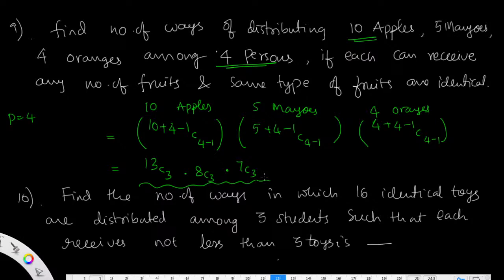Okay, next go to the question number 10. Find the number of ways in which 16 identical toys are distributed among 3 students such that each receives not less than 3 toys. What is the answer, Nana, for this 10th question?